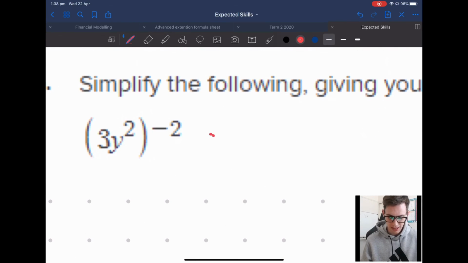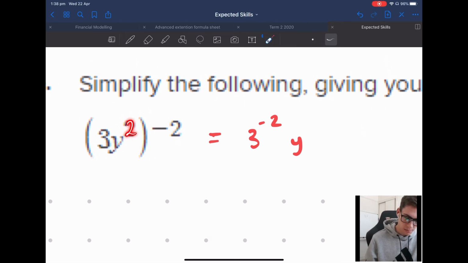Okay, so for this one here, the trick with this question is that we're doing power of powers, and we have a number and the algebra, so there's a bit to keep track of. So if you do the number first, you're going to have 3 to the negative 2, because remember that 3 is its own thing. And then I've got y, and now these powers are going to multiply together. So I'm going to get y to the minus 4.